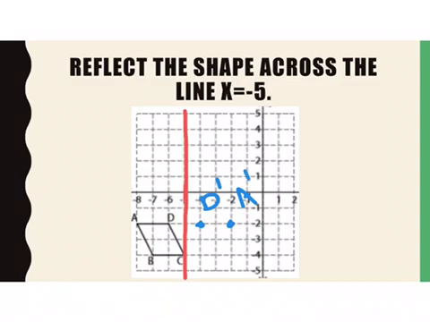B is 1, 2 units away. So B prime is 2 units away on the other side. And C is right on the reflection line, so that means it's 0 units away. So C prime is still right on the reflection line. And now if I connect all of our new prime points, we have that quadrilateral reflected across the line x equals -5.